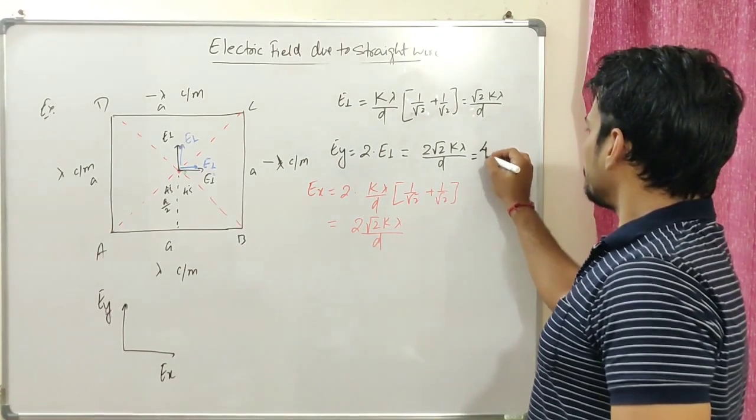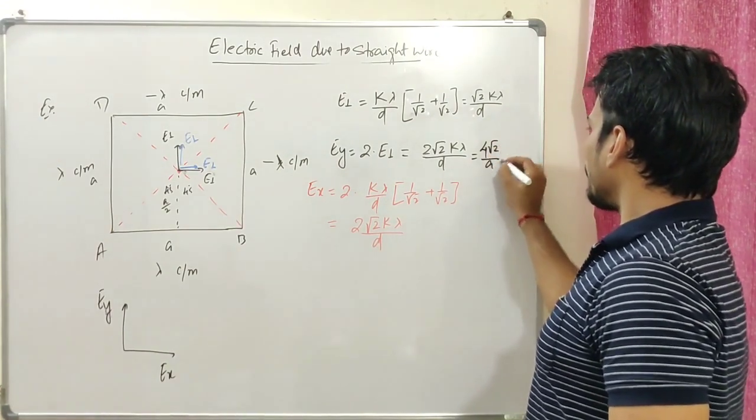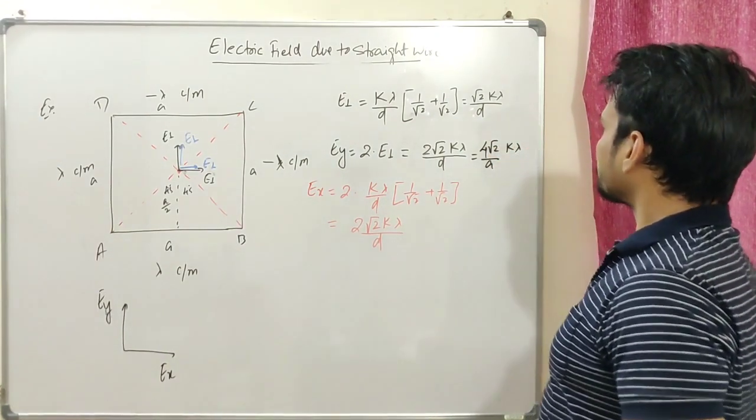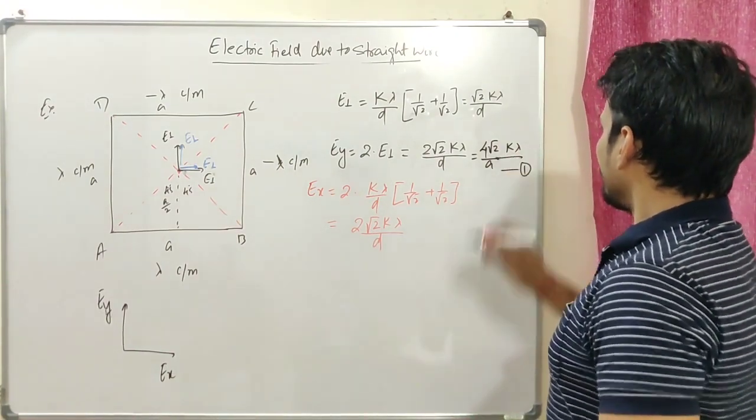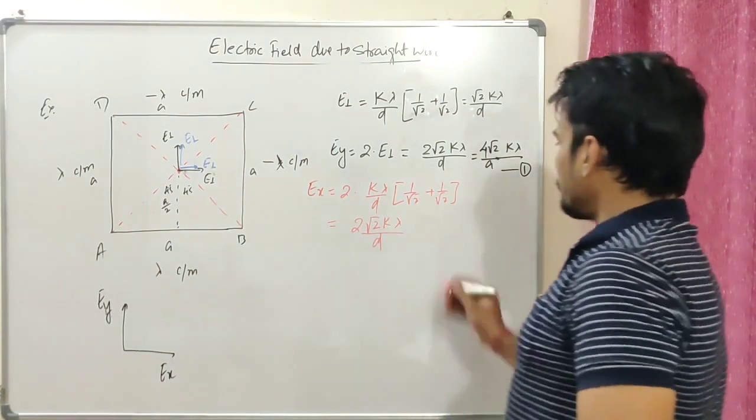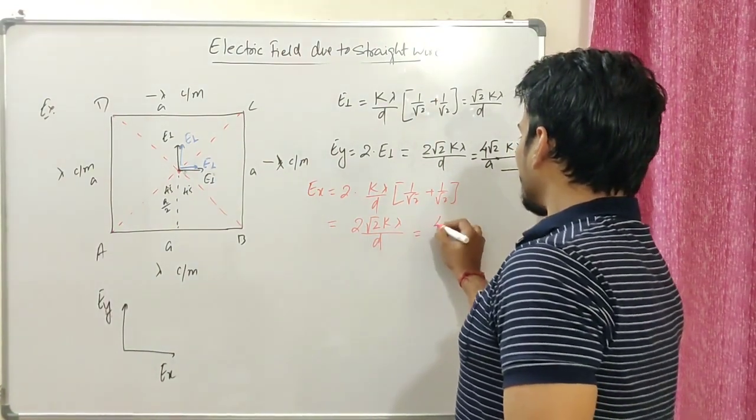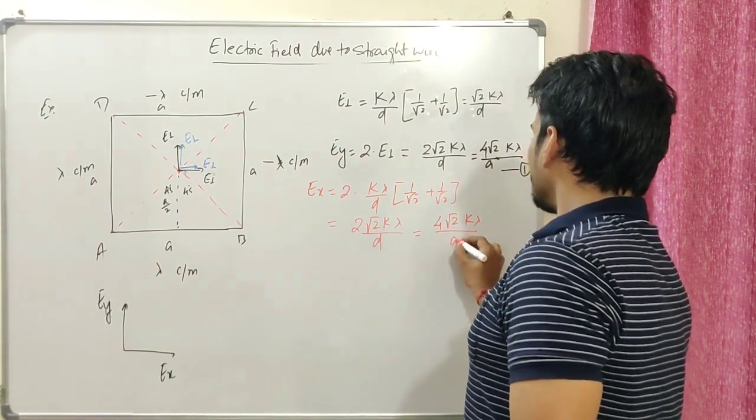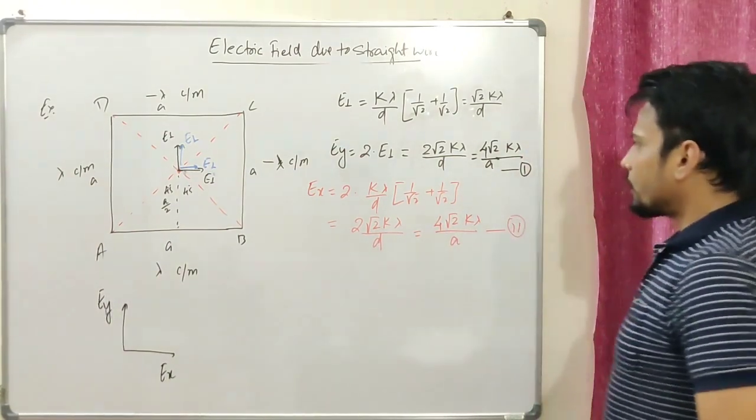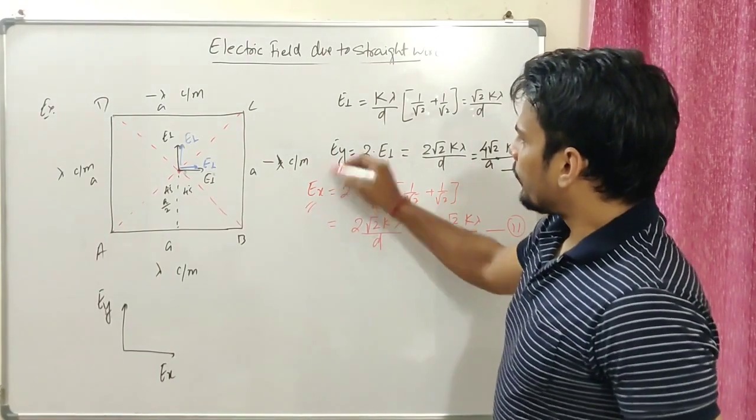So if I put it that way, I'm going to have 4 root 2 over A K lambda. This is my equation 1. All right. And this again is going to be, because D is A by 2, 4 root 2 K lambda over A. So I got the value of Ex and Ey.